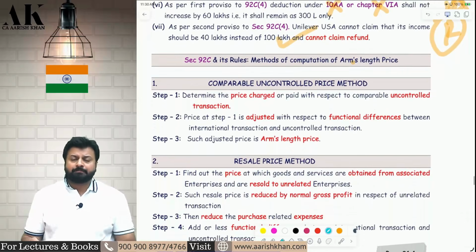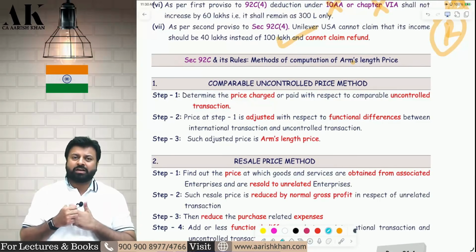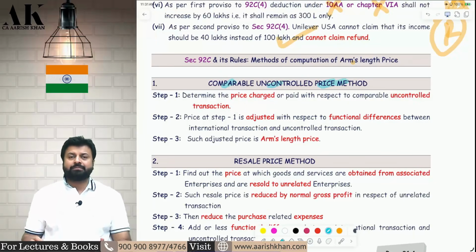Now we will talk about the methods, the 5 methods. In all there are 6 methods, but the 6th method is case to case. So generally there are only 5 methods relevant for us in the exam. The first method is the comparable uncontrolled price method. In this it is very simple.